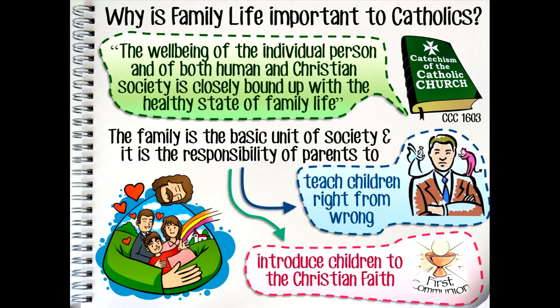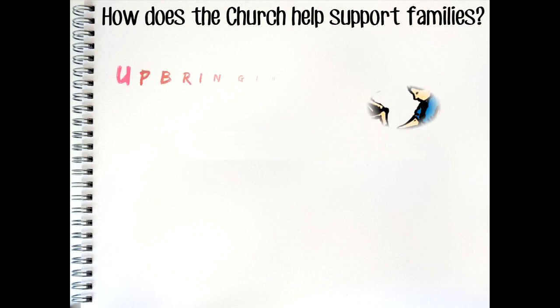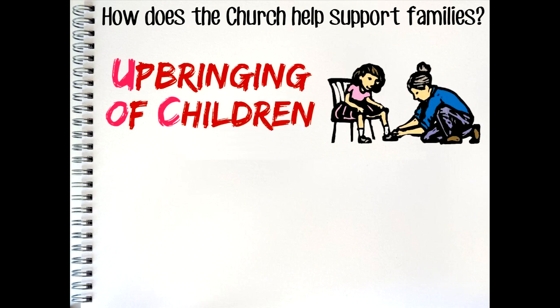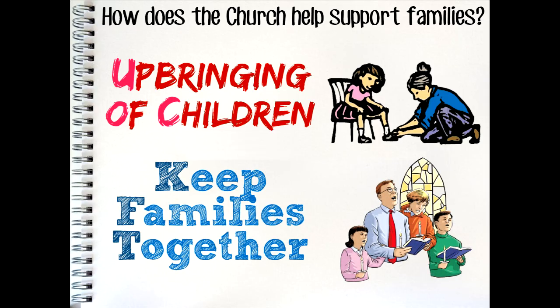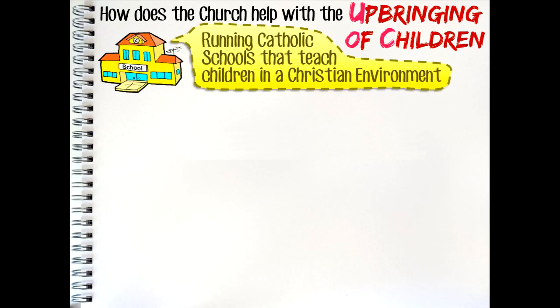How does the Church help support families? The Edexcel exam board distinguished between two ways in which the Church tries to support families. The Catholic Church aims to help families by 1. Helping with the upbringing of children, and 2. Trying to help keep families together. Firstly, the Church aims to help with the upbringing of children. It does this in a number of ways, including: 1. Providing education for young people by running Catholic schools where young people can learn in a Christian environment and be supported in their faith.